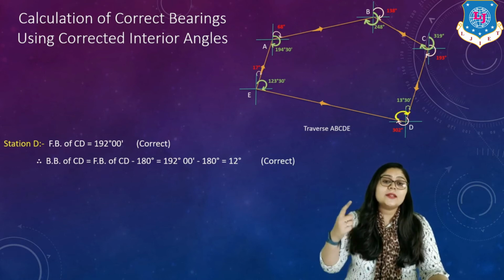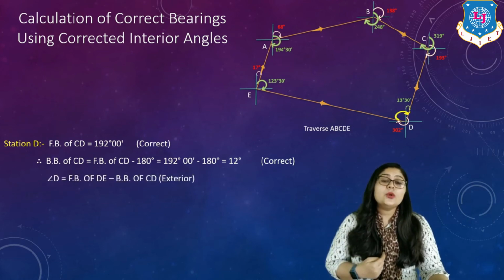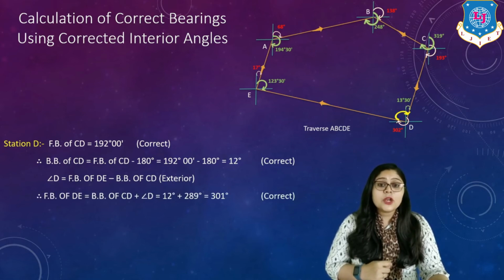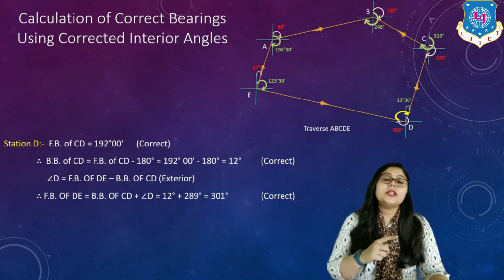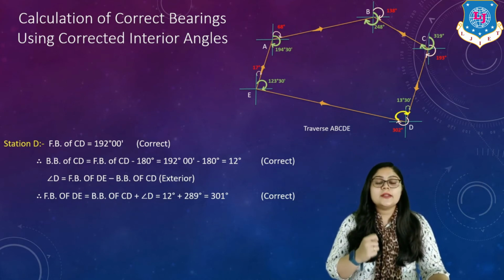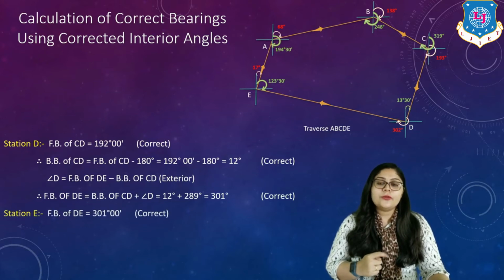Now, you can see in this traverse at station D, you can identify angle D as the fore bearing of DE minus the back bearing of CD, which is the exterior angle, right? So, you can identify the fore bearing of line DE by putting in all the values, which is 301 degrees, right? So, that is the correct answer. This is the way for station D.